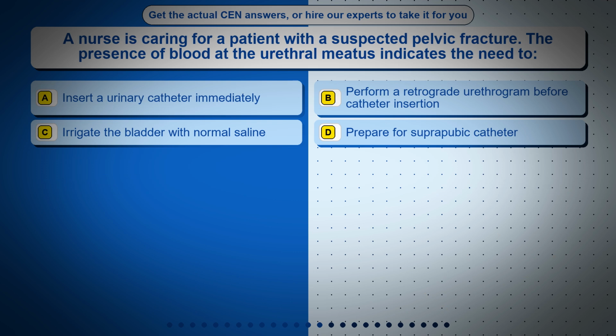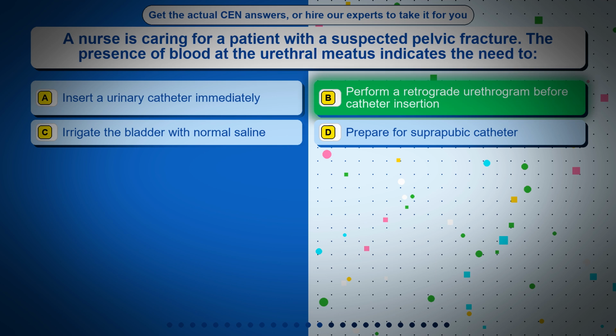Question 14. A nurse is caring for a patient with a suspected pelvic fracture. The presence of blood at the urethral meatus indicates the need to: Option A, insert a urinary catheter immediately. Option B, perform a retrograde urethrogram before catheter insertion. Option C, irrigate the bladder with normal saline. Option D, prepare for suprapubic catheter. The correct answer is option B, perform a retrograde urethrogram before catheter insertion.